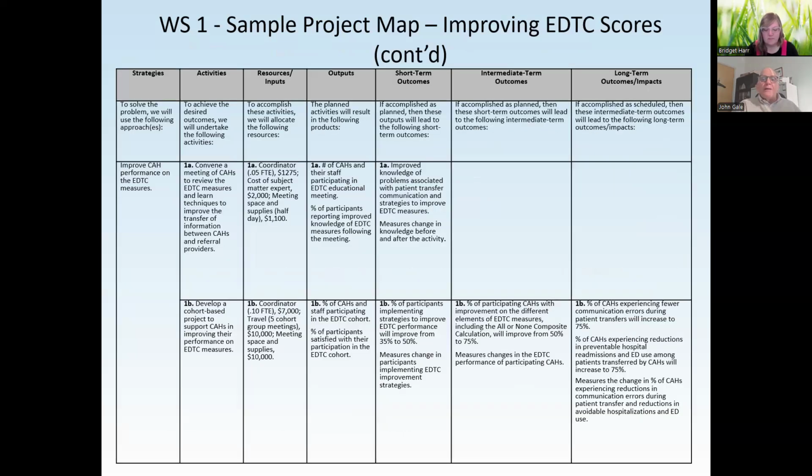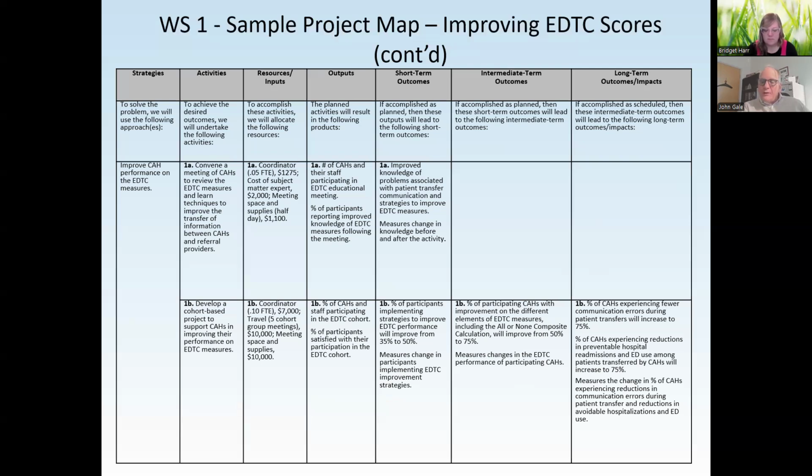The sample project map lays out the steps, and I will go over it at a fairly high level. The top bar are just the basic categories. The next line down talks about what you're trying to do within each of those. So let's start with improving CAH performance on the EDTC measures.